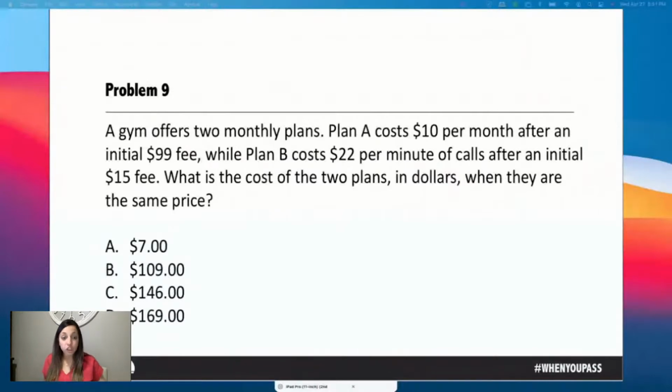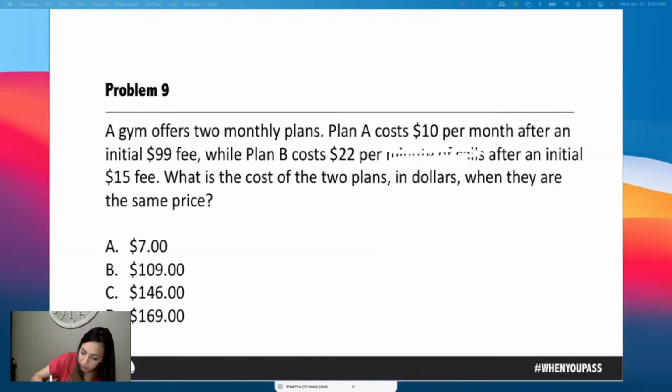A gym offers 2 monthly plans. Plan A costs $10 per month after an initial $99 fee. Plan B costs $22 up. This should say per month, not per minute.